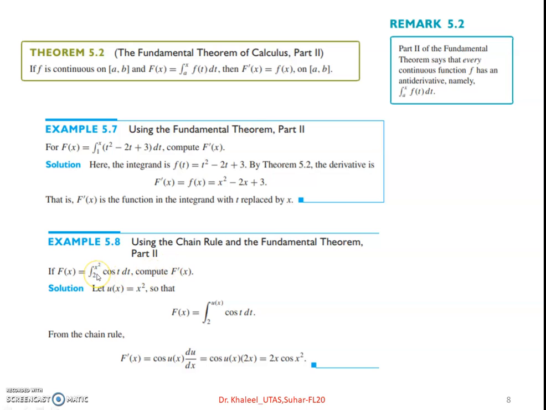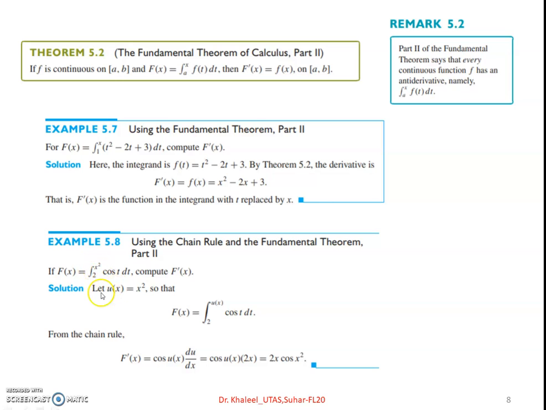Another example, very important, using the chain rule and the fundamental theorem: if f(x) is the integral from 2 to x squared of cos t dt, then compute f prime x. Since here we have x squared, which is not just x, I need to use the chain rule.